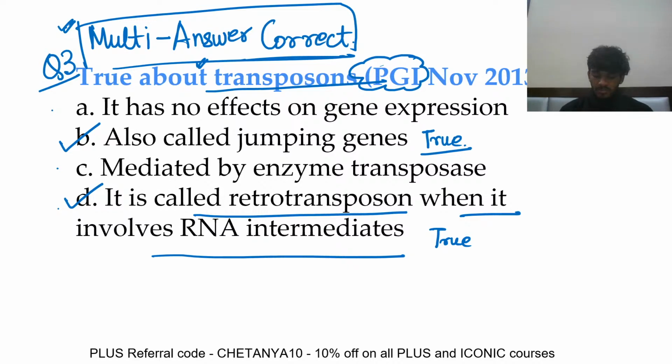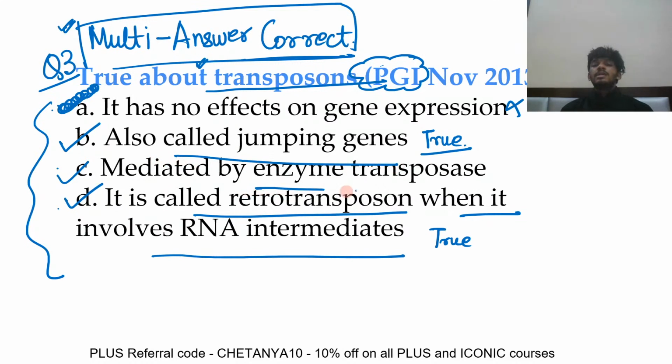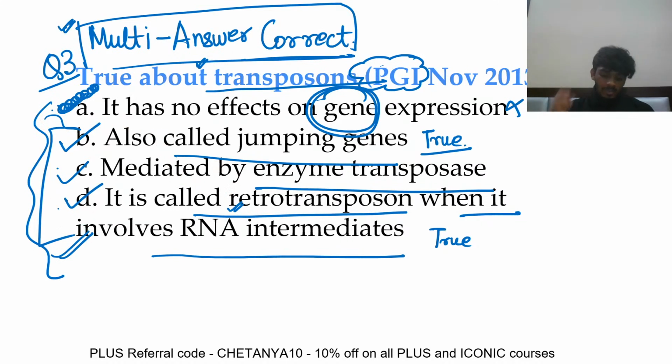Okay, one more answer. Come on. So the thing about this question is that A, B, C, D, all four options are correct. I was hoping to get this response very accurately from someone. Sorry, A is not correct. It has no effects on gene expression. This is false. B, C, D are correct. It is also called jumping genes. It is mediated by the enzyme transposase, and it is also called retrotransposon. It does have effects on gene expression. It is part of regulation of gene expression in eukaryotes. So B, C, D, these three answers are correct for this particular question.